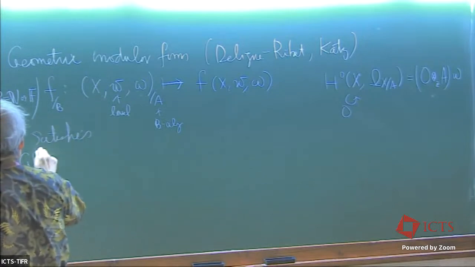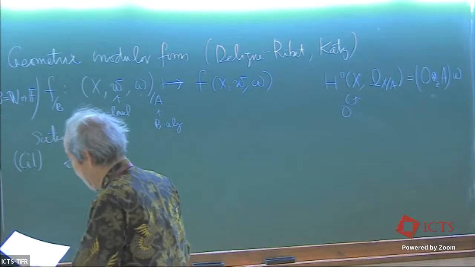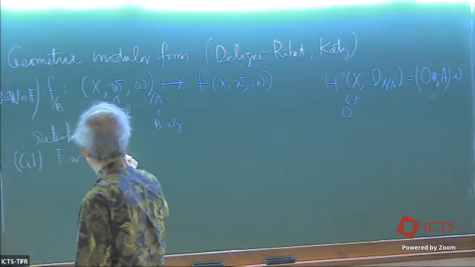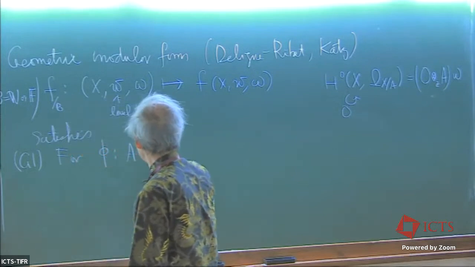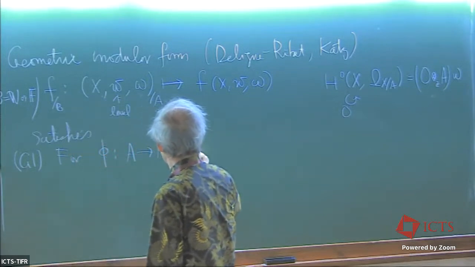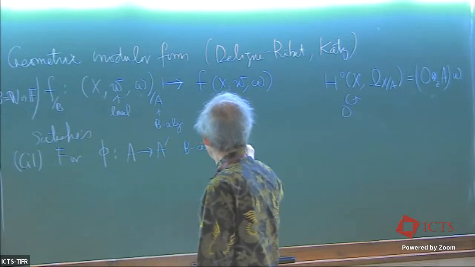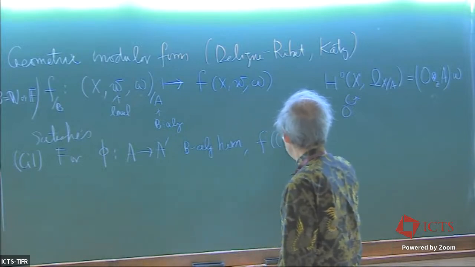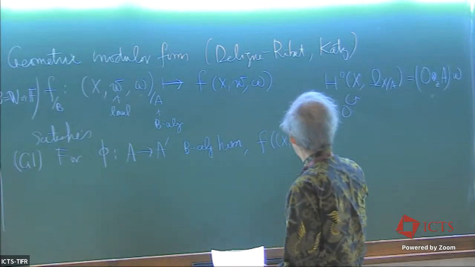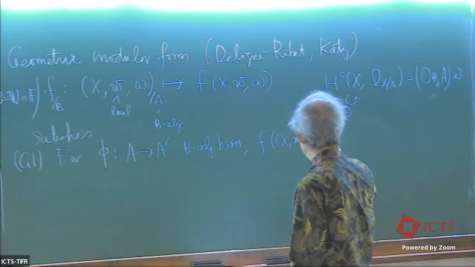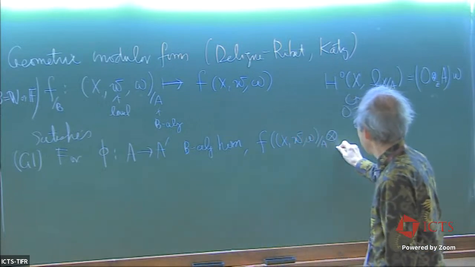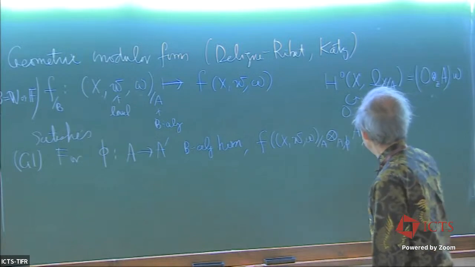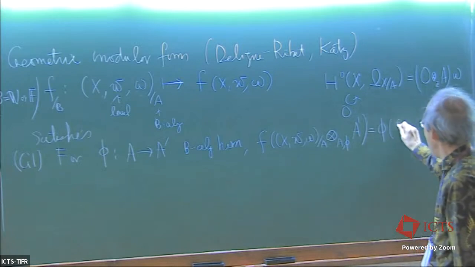three axioms. G1. If you have a B algebra homomorphism, A goes to A prime, a B algebra homomorphism. Then you plug in X, W, omega. This is defined over A. And you make a base change to A prime with respect to phi. Then you get a value applied phi.